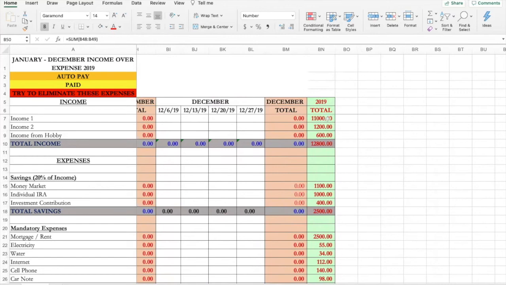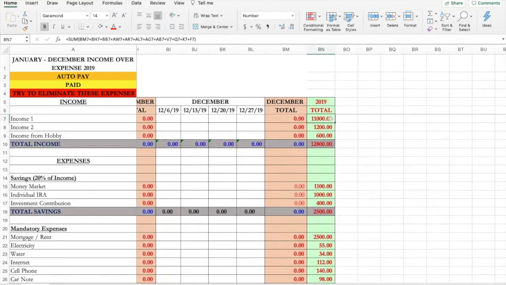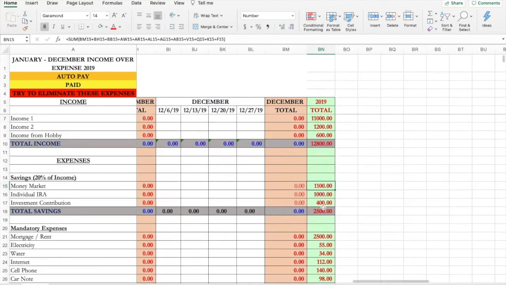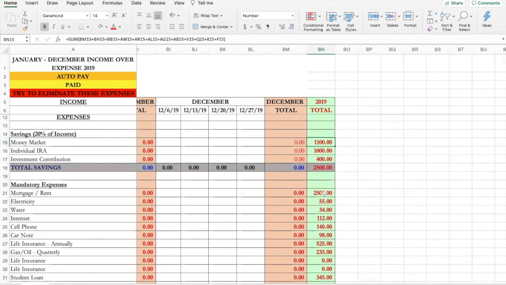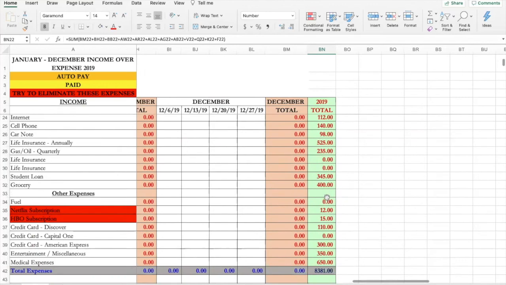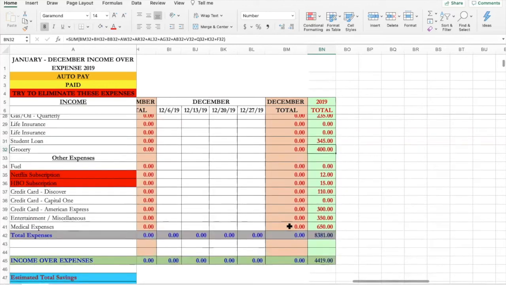At the end of 2019, it shows you your total income. It shows you how much you literally saved for that year. It also shows you how much you paid for your mortgage, how much you paid for your electricity, how much you spent on groceries, how much you paid in credit card fees, and this overview will basically show you, listen, I need to get rid of, or I need to lower, that expense.